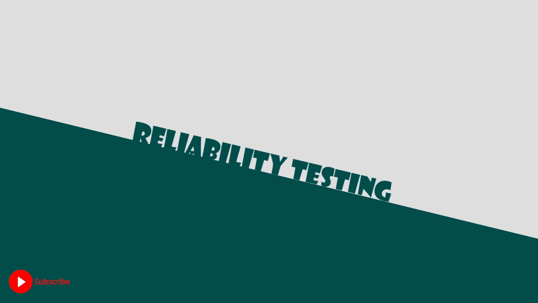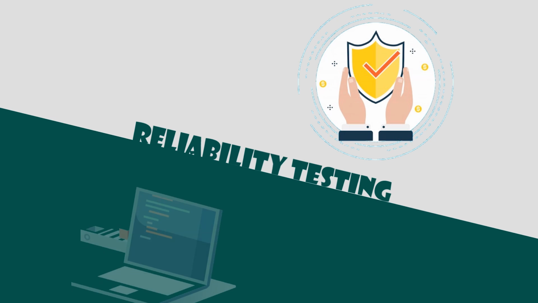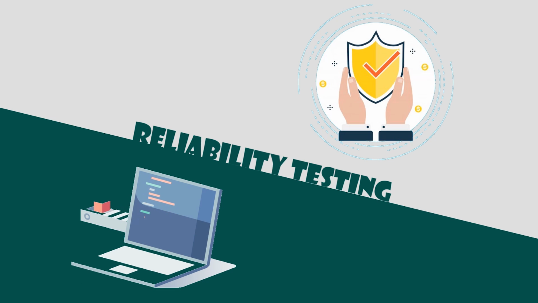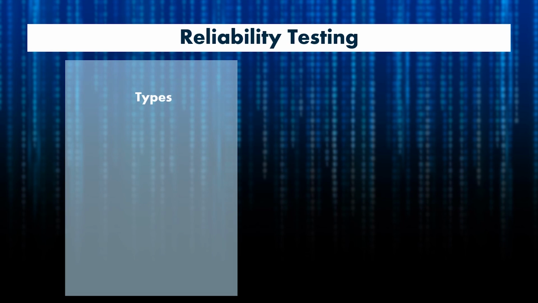Next up, we have reliability testing. Reliability testing assures that the product is fault-free and is reliable for its intended purpose. It is about exercising an application so that failures are discovered before the system is deployed. Now, let's have a look at some of the types of reliability testing. First, we have the feature test.